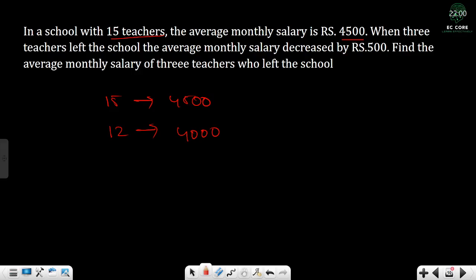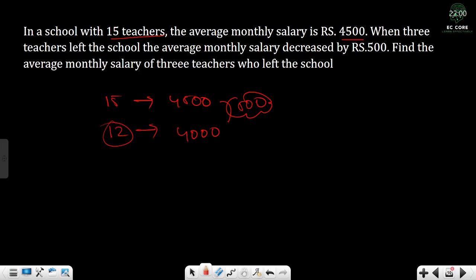So if the salary of the three teachers is 4,500, then this average would not have been reduced. So here the amount of reduction is 500, right? So find the average monthly salary of the three teachers who left the school. We need to find the salary of the three teachers that have left the school.